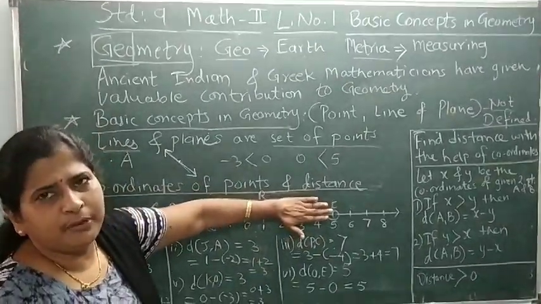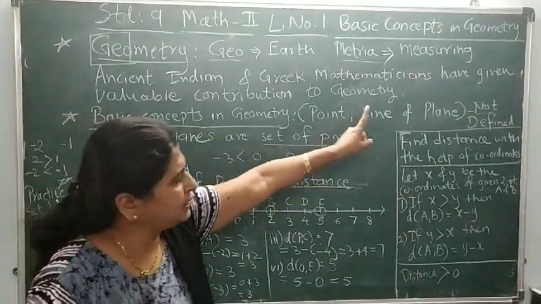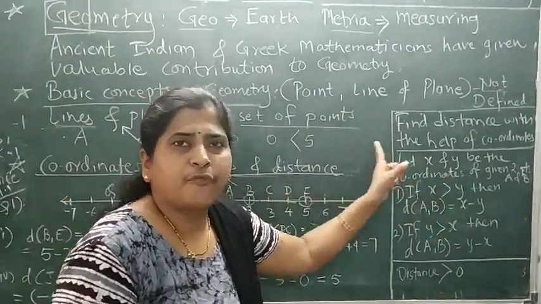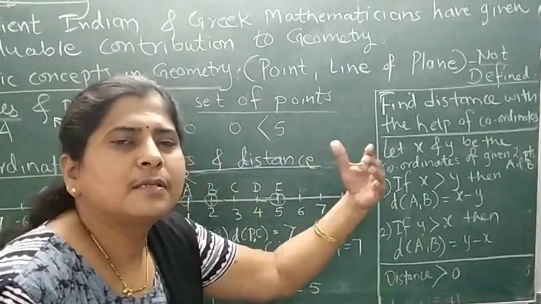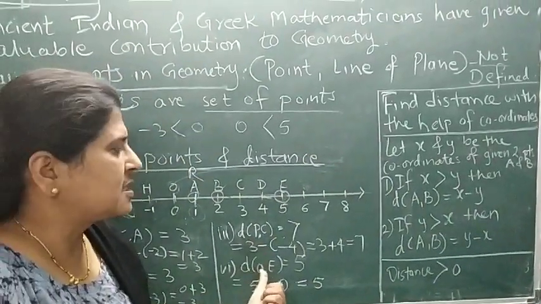So now here we have learned how to find distance between 2 points using the number line by observation. And if we do not have a number line, if we have only coordinates, we can follow this method: we have to subtract the smaller coordinate from the bigger. Means write first the bigger coordinate minus the smaller coordinate.